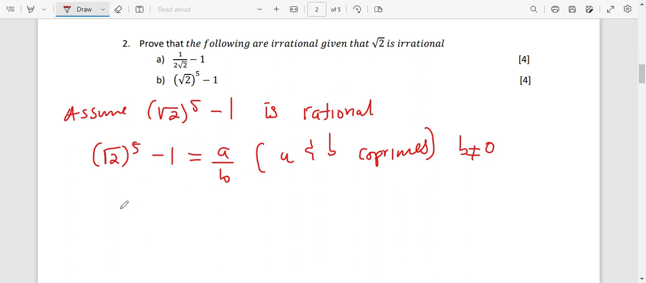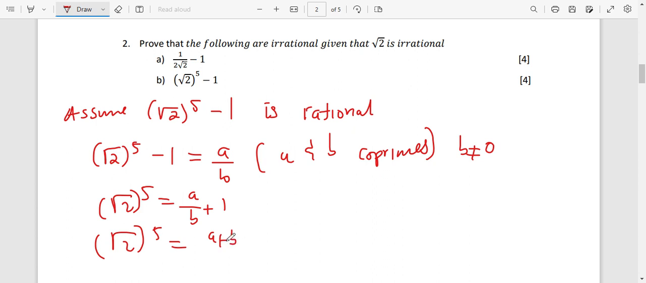I'm going to take 1 to the other side, so we're going to have square root of 2 to the power 5 being equal to a over b plus 1. That will give us square root of 2 to the power 5 being equal to a plus b over b. Let me now remove something on top here.